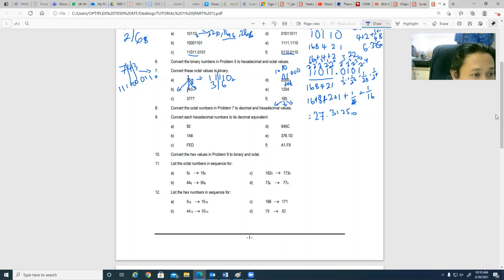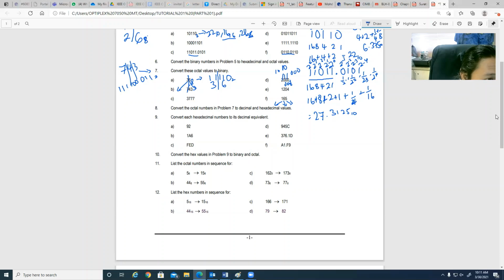Next is question number 8: convert the octal number in the sevens to decimal and hexadecimal. From this one you already get the binary, and then you can automatically convert it into decimal or hexa.